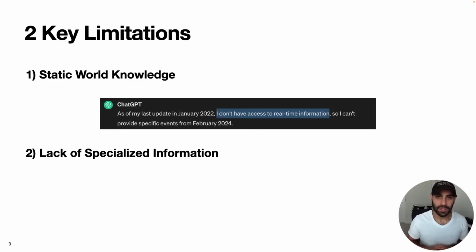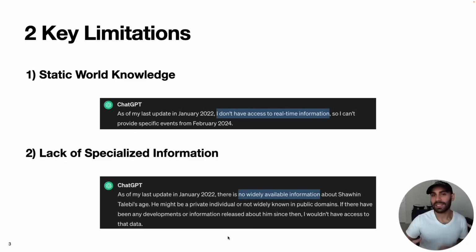The second limitation is that these large language models are trained on a massive corpus of text. The result of that is that they're really good at general knowledge, but they tend to fall short when it comes to more niche and specialized information, mainly because the specialized information wasn't very prominent in their training data. And so when I asked ChatGPT how old I was, it said that there was no widely available information about Shahin Talebi's age. He might be a private individual or not widely known in public domains.